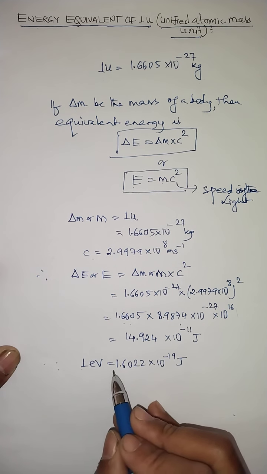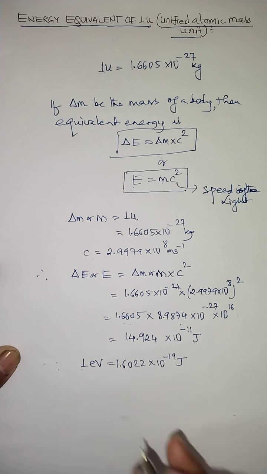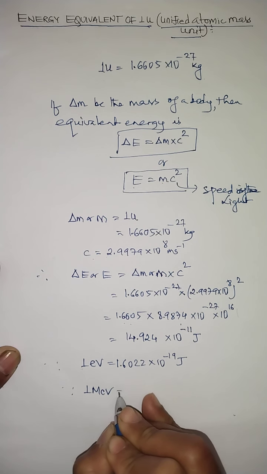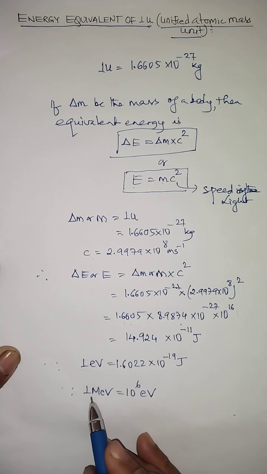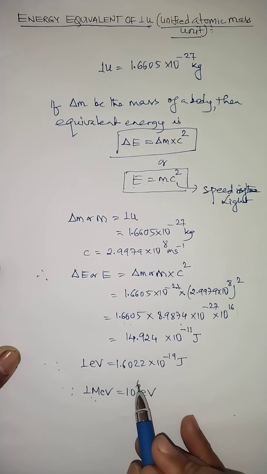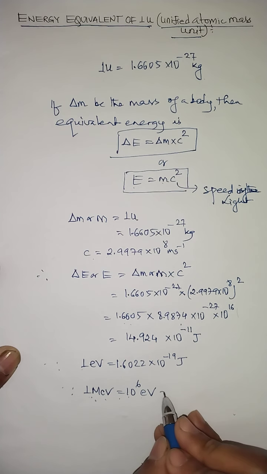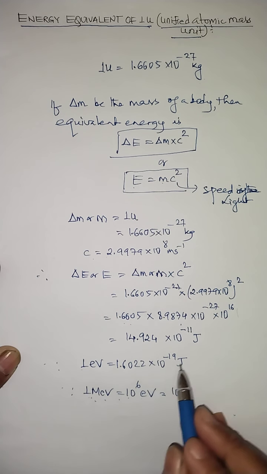Now 1 electron volt is 1.6022 into 10 to the power minus 19 joule. Now mega means usually higher than electron volt. And you know what is the order of mega? 10 to the power 6. That's why 1 mega electron volt is 10 to the power 6 electron volt. Okay. Now 10 to the power 6 into electron volt, and 1 electron volt is this much joule.